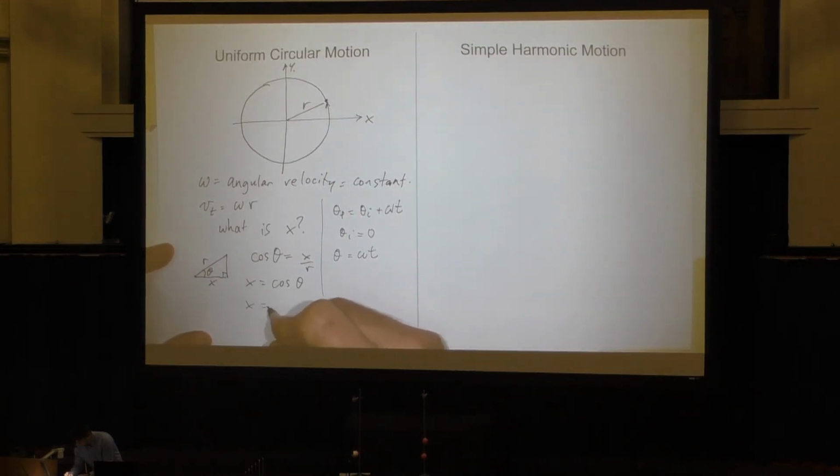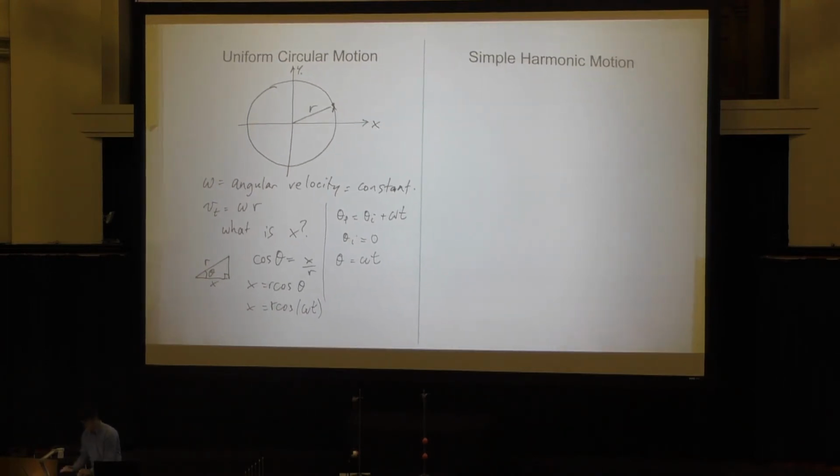So I guess x equals, oops, there's an r missing, r times cosine of omega times t. See the r there? Anyway, and this r is a constant.